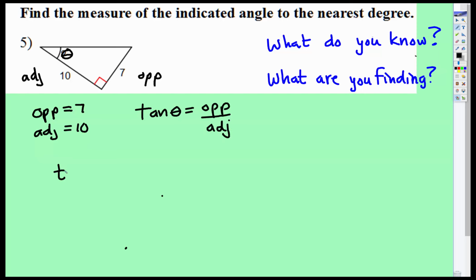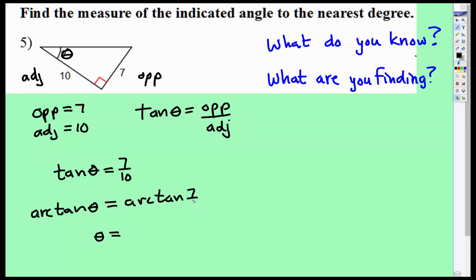So the tangent of theta is equal to 7 over 10. And this is when we're going to use that inverse. Let me get rid of that stuff. This is when you're going to take the arctan of both sides. And when you do that, the tan goes away and the theta is what's left. But if you take the arctan of one side, you take the arctan of another.